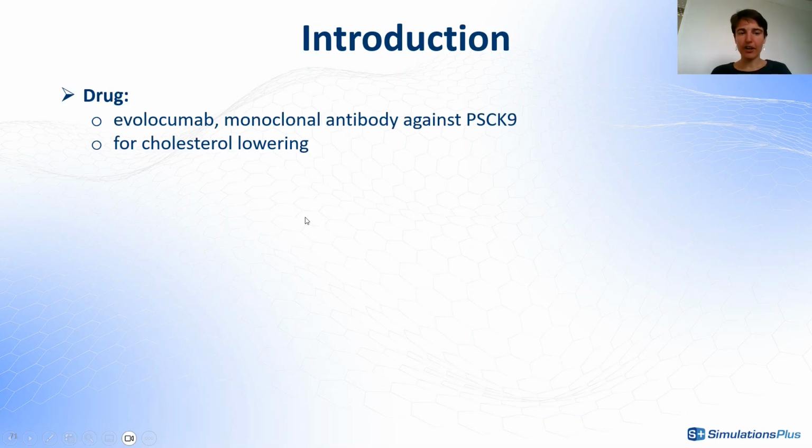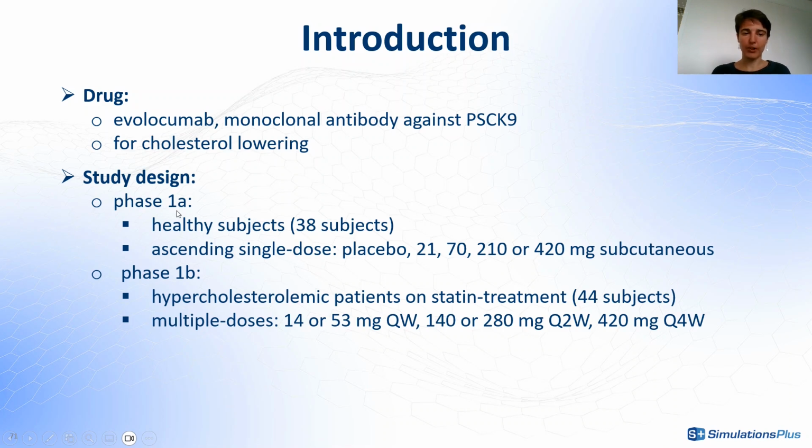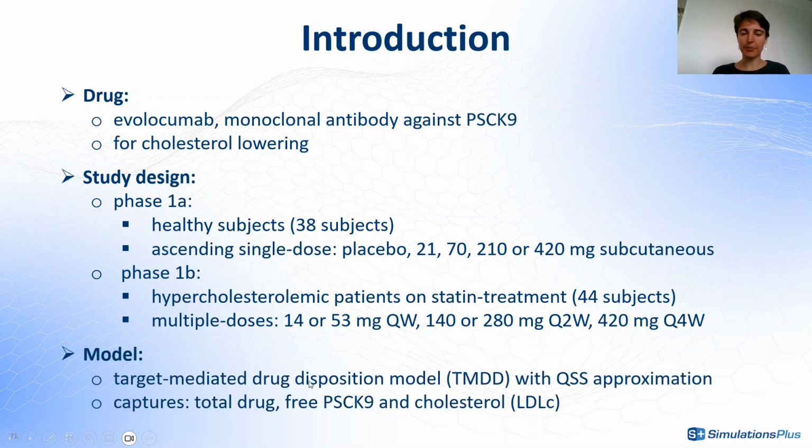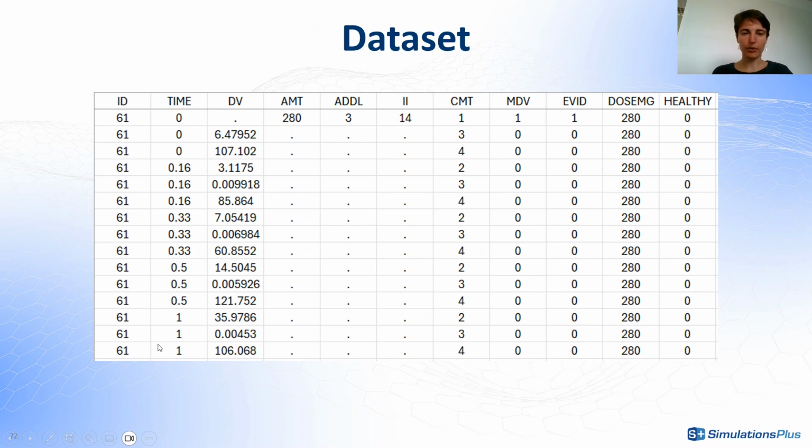So we are looking at a drug that is called evolocumab. It's a monoclonal antibody against PCSK9 that is meant to lower cholesterol levels. We have a phase 1A with healthy subjects, single ascending dose, and a phase 1B with patients that have received a dose either every week, every 2 weeks, or every 4 weeks. The model is a target-mediated drug disposition model with quasi-steady-state approximation that captures the total drug, the free target, so PCSK9, and the cholesterol levels. That's how the dataset looks like.